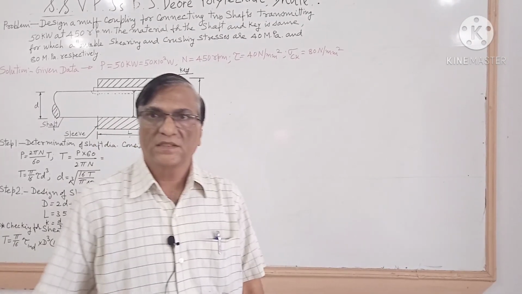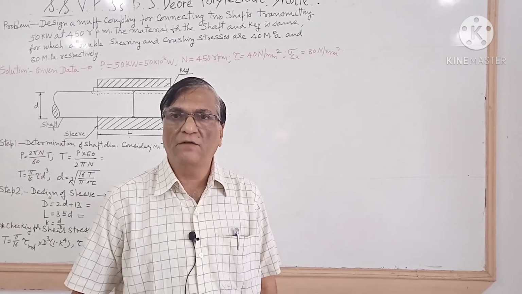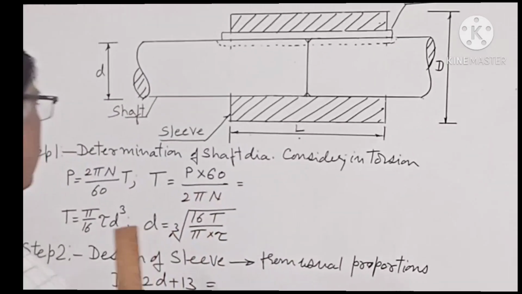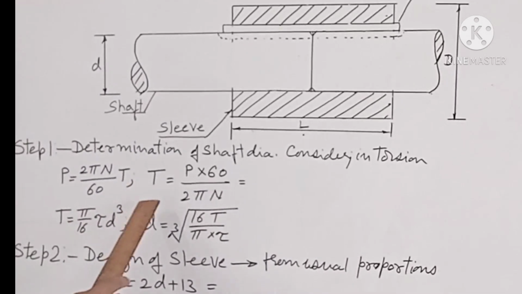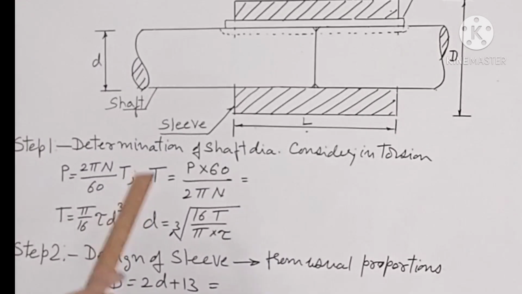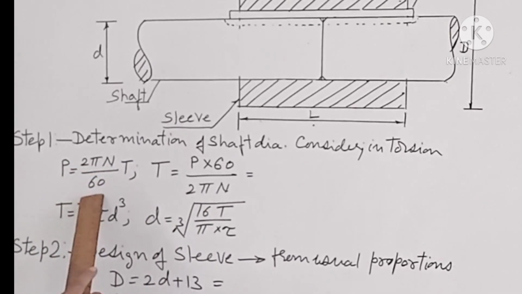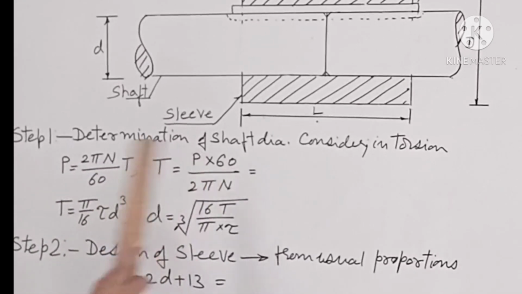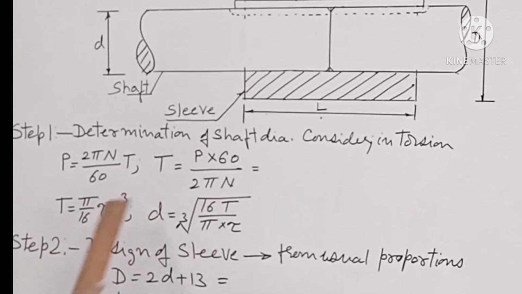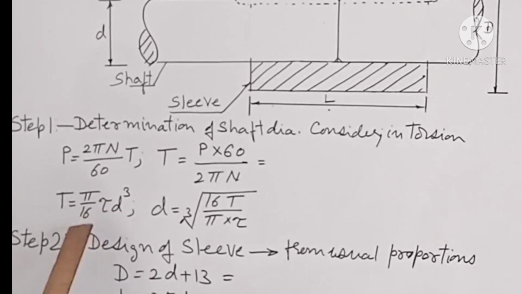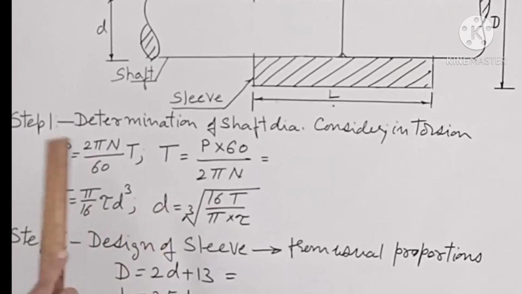Now first step is determination of shaft diameter considering pure torsion. We will calculate the torque to be transmitted by the formula P is equal to 2 pi N T upon 60. Then after calculating the torque, by the formula T is equal to pi by 16 tau d cube, we will calculate the diameter of the shaft.